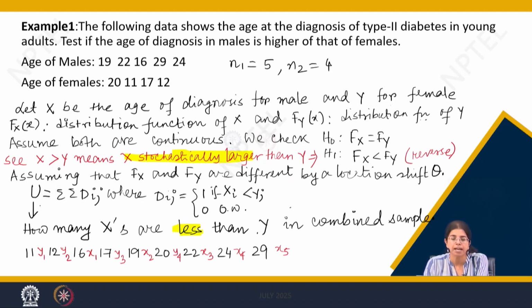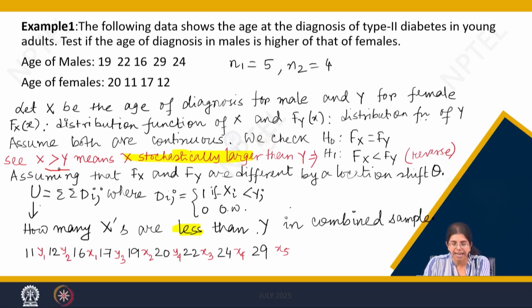So higher than means if you consider the age of diagnosis of diabetes in males as the X variable and Y for the female variable, then when I am saying X is higher than that of females, that means X is stochastically larger than Y. Okay. So that's what you can see, X greater than Y means X stochastically larger. In terms of the distribution function, that will be F_X less than F_Y. I told you the inequality will be reversed.